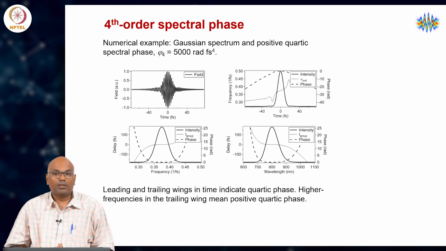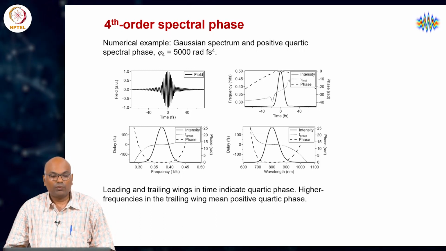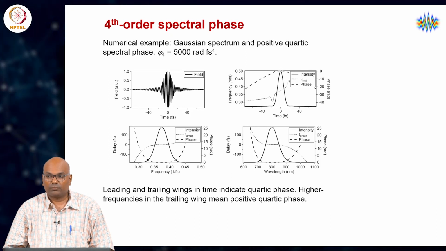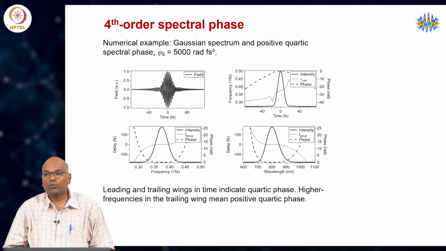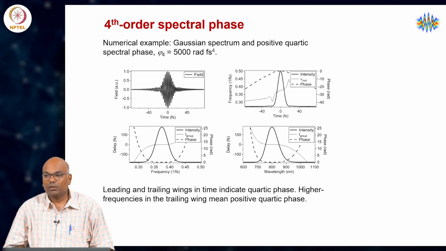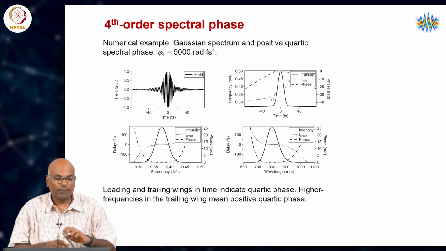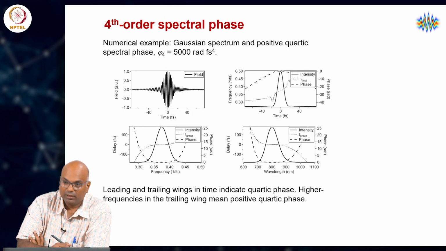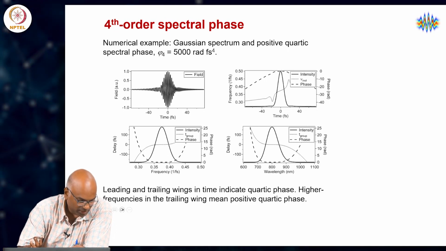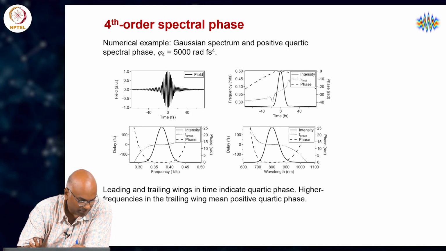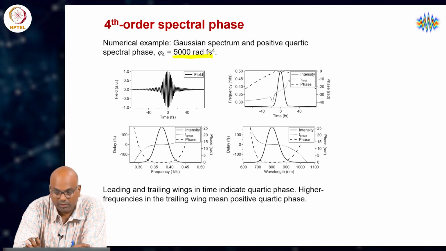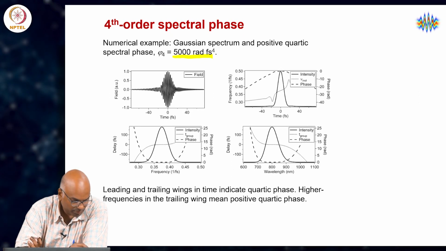Okay. So, let us now proceed to fourth order spectral phase. So, fourth order spectral phase would essentially have the following. We consider a fourth order spectral phase and look at the coefficient that we are considering here. It is 5000 inverse femtoseconds in this example, and it is plotted out over here.